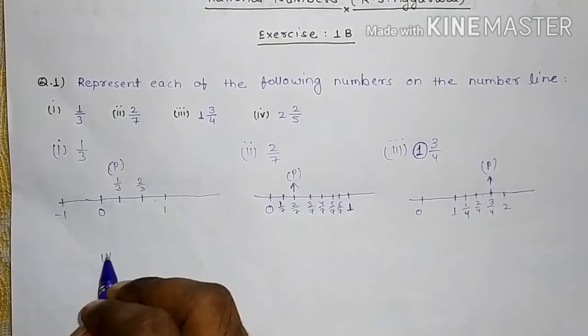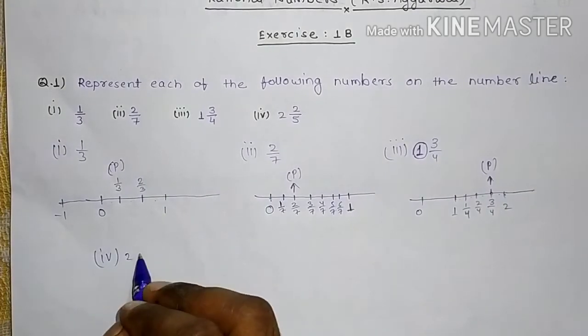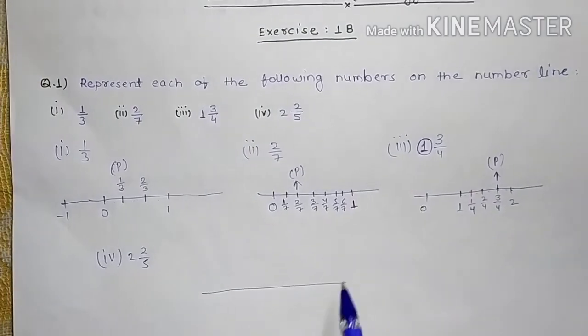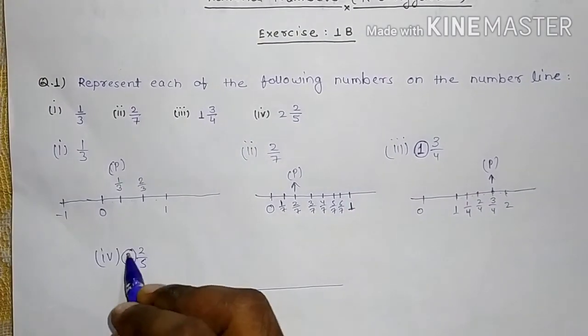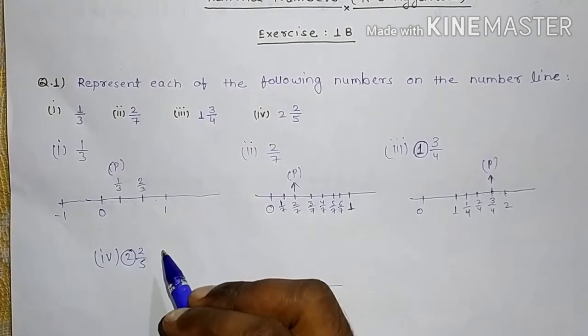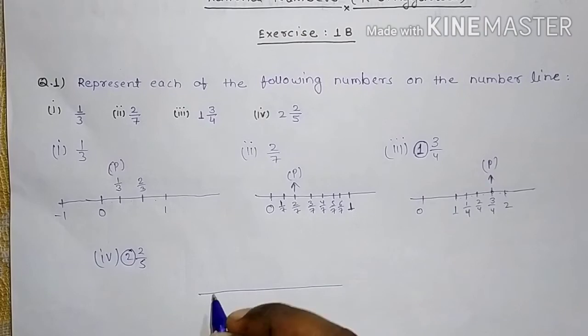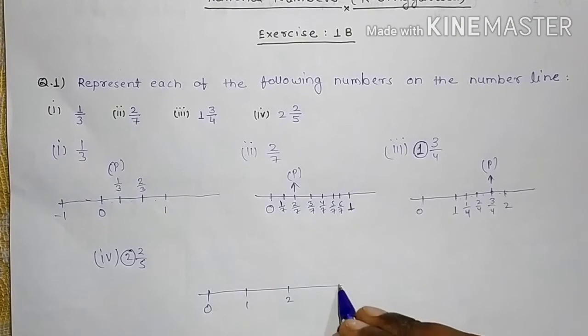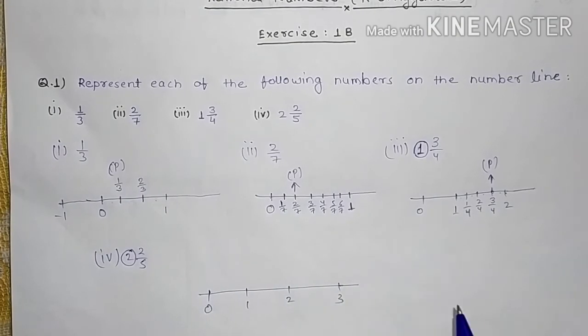This is the fourth question, 2 by 5. Now again the same process. The 2 shows this point lies between 2 and 3. Now just draw here. This is 0, this is 1, this is 2, this is 3. Let's suppose this is the number line.